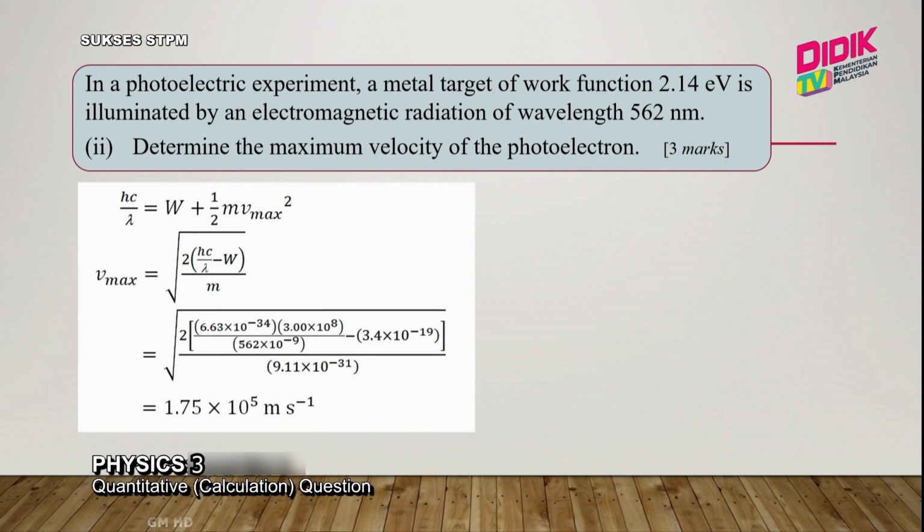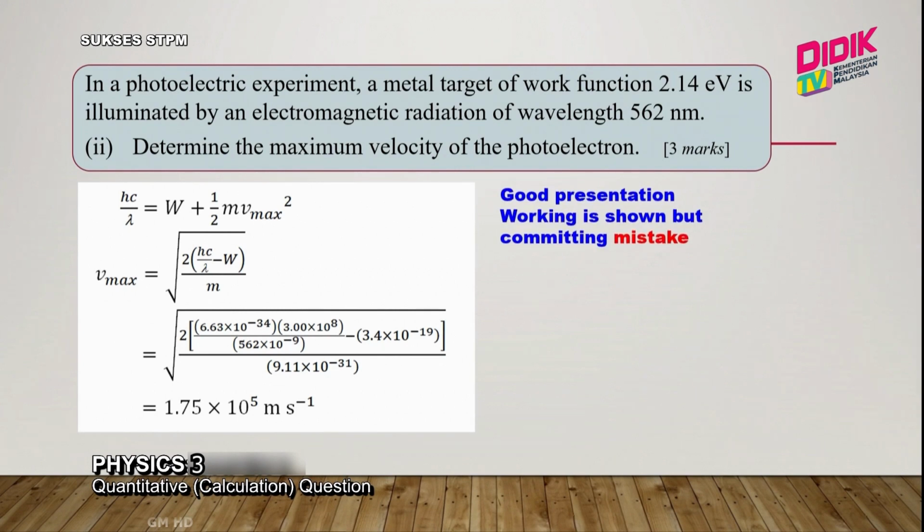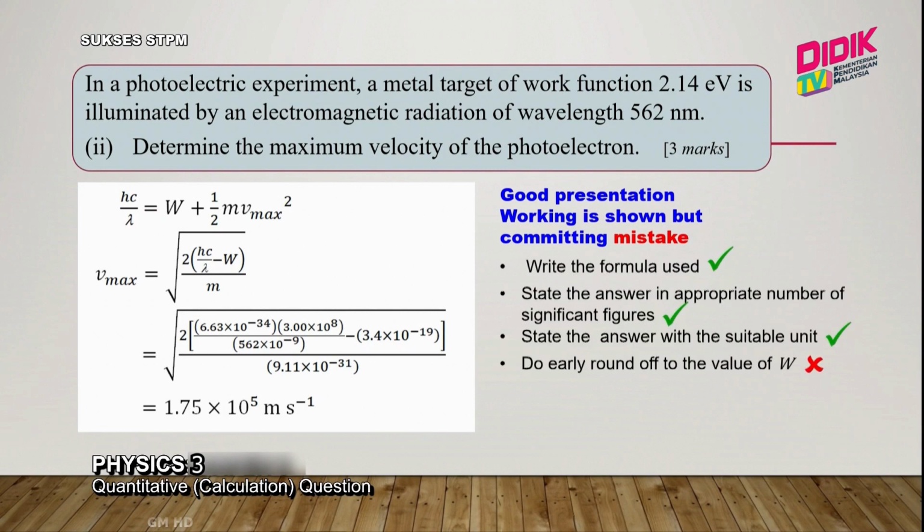But if you look at these answers, they look well organized, but maybe you overlook it, or maybe you don't realize that there is a figure which is already rounded off in the intermediate steps. I refer to a figure which is 3.4 times 10 to the power of negative 19.